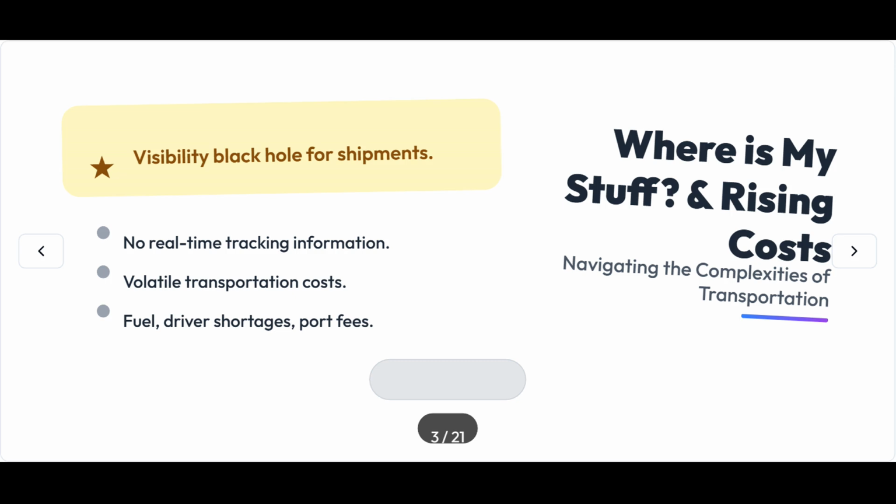Also, transportation costs have become very unpredictable. Fuel prices change fast. A shortage of truck drivers can limit capacity, driving up rates. Unexpected port congestion can leave ships waiting for weeks, leading to expensive fees. Managing a logistics budget is a constant battle against these unpredictable forces.